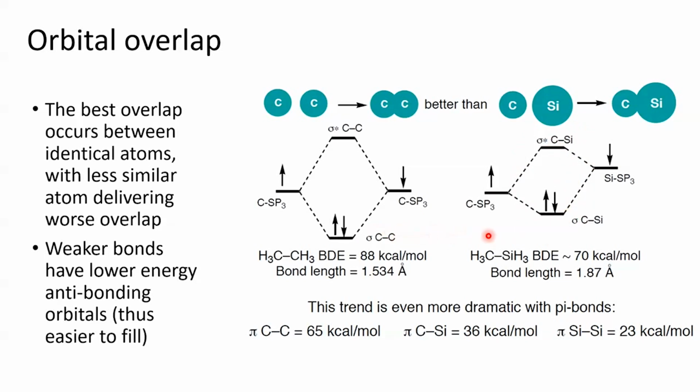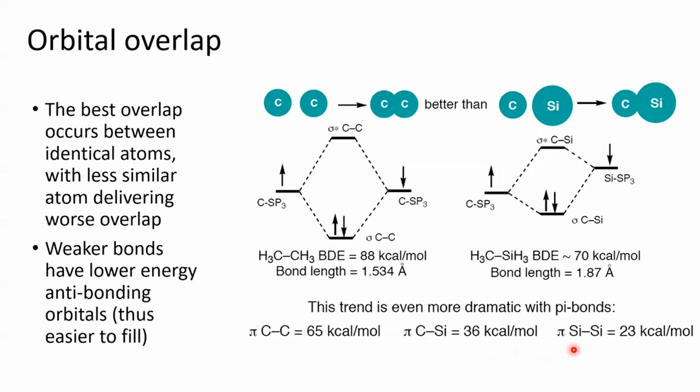So these examples are for sigma bonds, but there's even more of an effect if you look at the pi bonds. So a carbon-carbon pi bond, 65 kilocal per mole, but when we look at the carbon to silicon bond, it's almost halved, down to 36 kilocal per mole. Now, the types of elements are also going to factor into the bond strength.